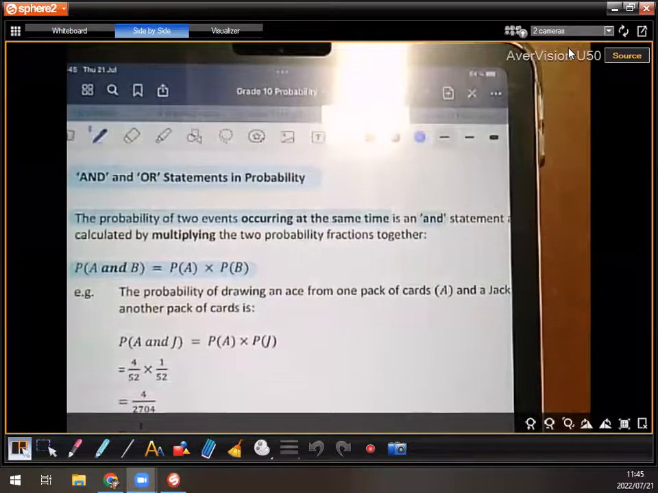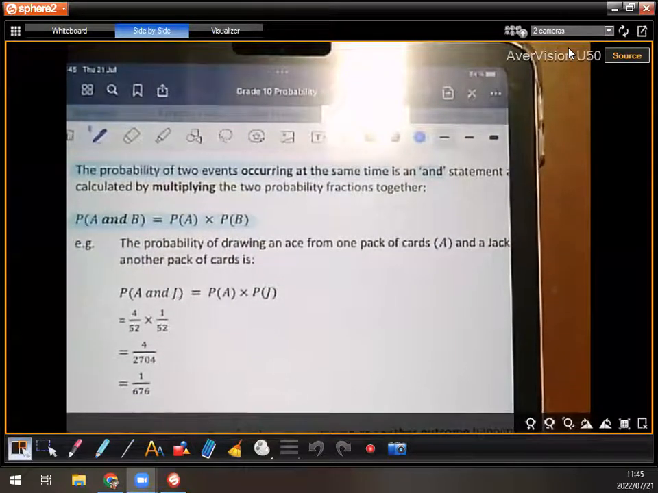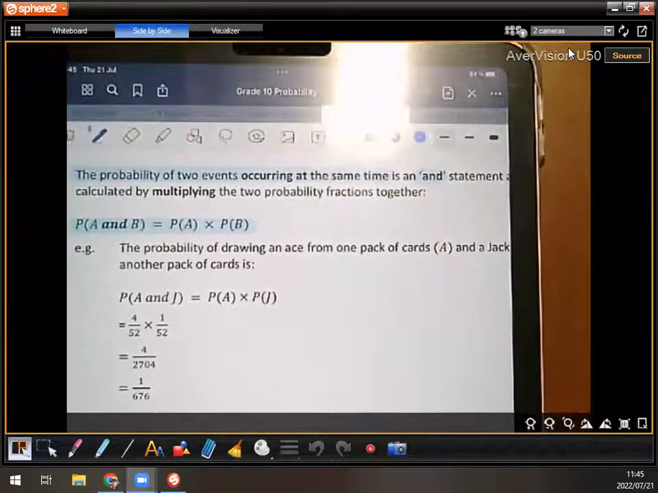You can write down that example as well if you want to. You're just saying there's a probability of drawing an ace from one pack of cards and a jack from another pack of cards. If they're saying you have 2 packs of cards and you're drawing a card from each, what's the probability of drawing an ace and a jack? Whenever you see an "and", you need to think of multiplication.